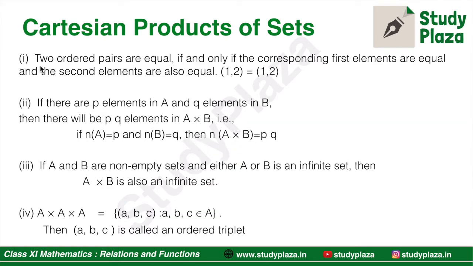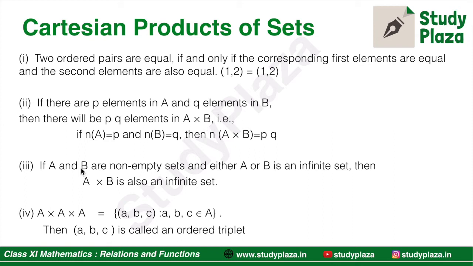Let us now discuss some points about Cartesian products. The first point is that two ordered pairs are equal if and only if the corresponding first elements are equal and the second elements are also equal. For example, in this case, both elements 1 and 2 in the first ordered pair are the same as 1 and 2 in the second ordered pair, so both ordered pairs are equal. The second point is that if there are p elements in set A and q elements in set B, then there will be pq elements in the Cartesian product A cross B.